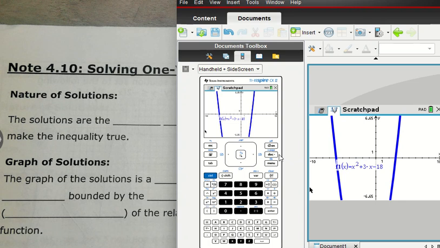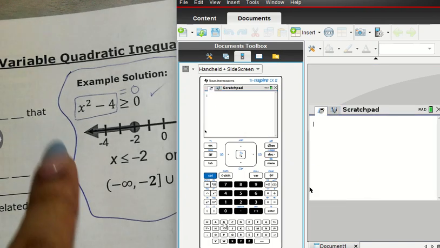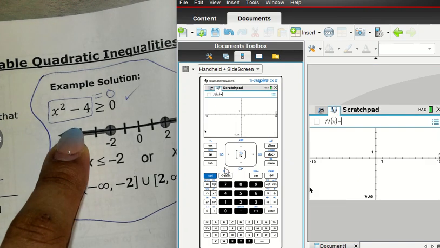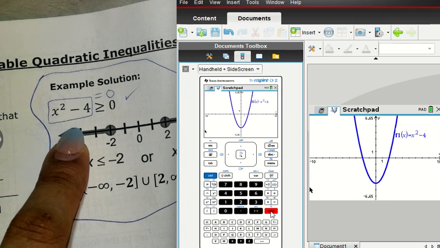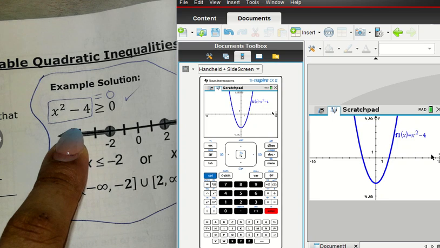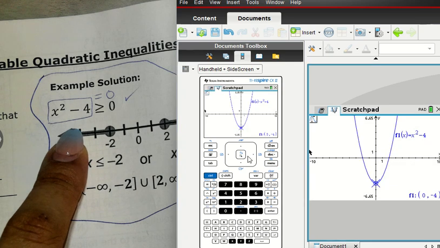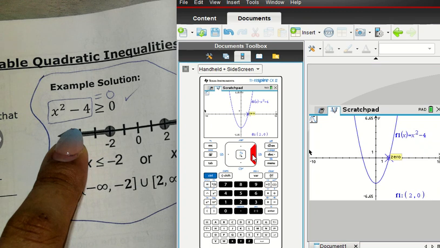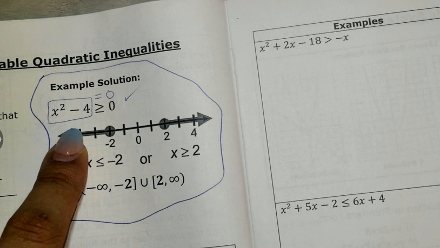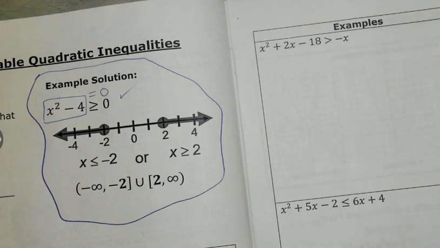So if we graph that quadratic, the graph will look like this. And if we solve for this quadratic, basically we're looking for the x-intercepts. So we trace and we look for the x-intercepts. One of them is at (2, 0), and the other one will be at (-2, 0). So basically our two solutions are 2 and -2.